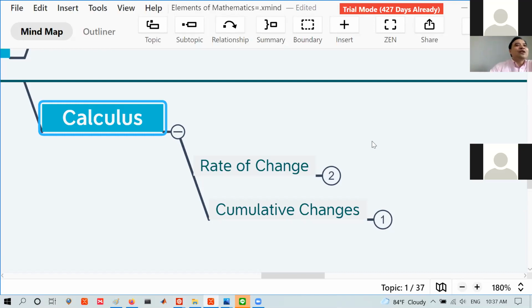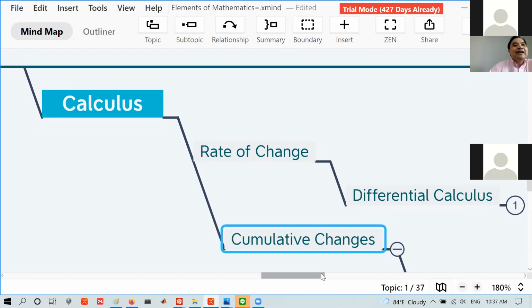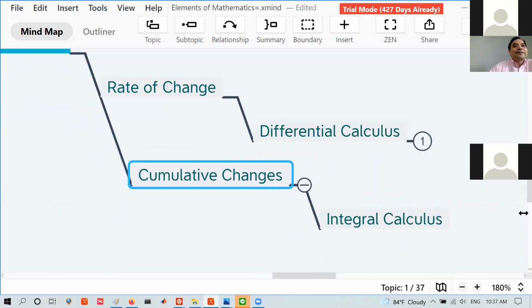So this is sort of like a flip side of one another. And when you go to calculus class, this will be called the first fundamental theorem of calculus. It's the link between differential calculus and integral calculus.